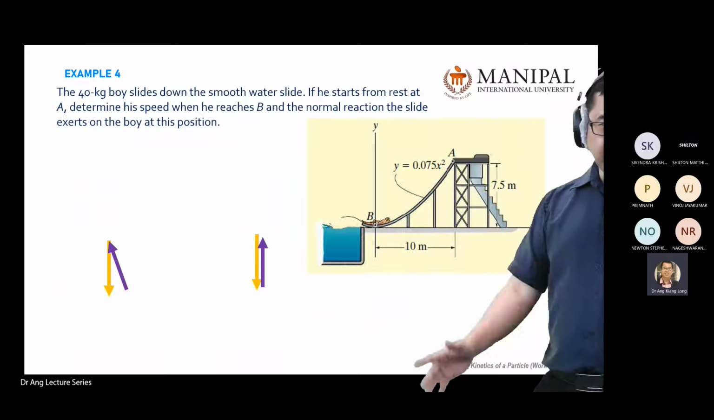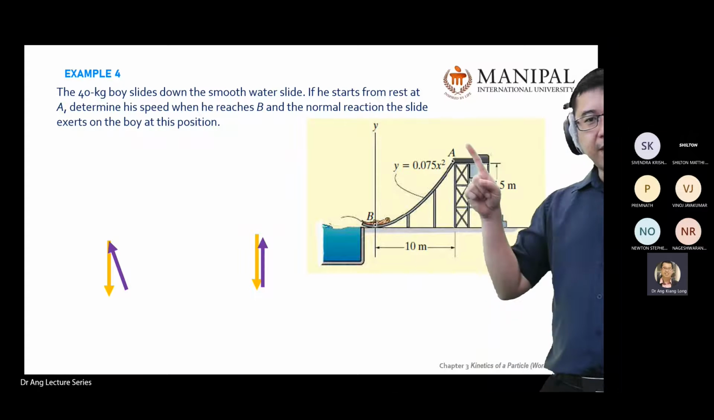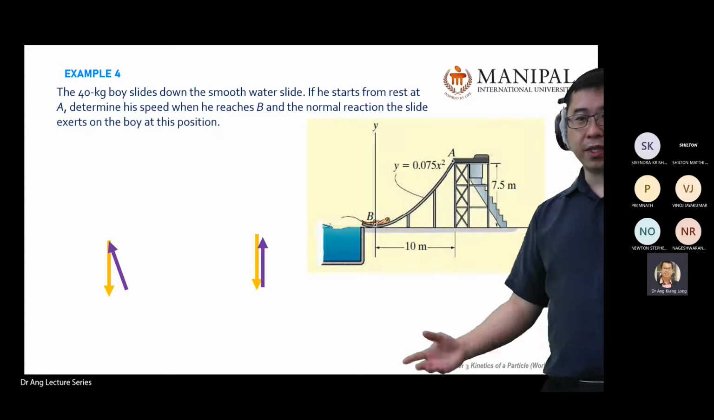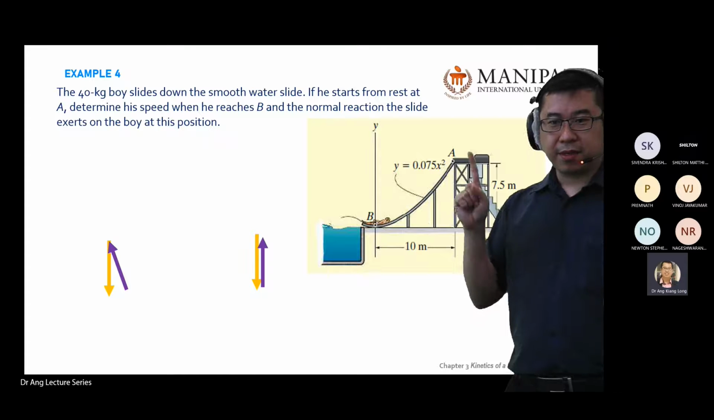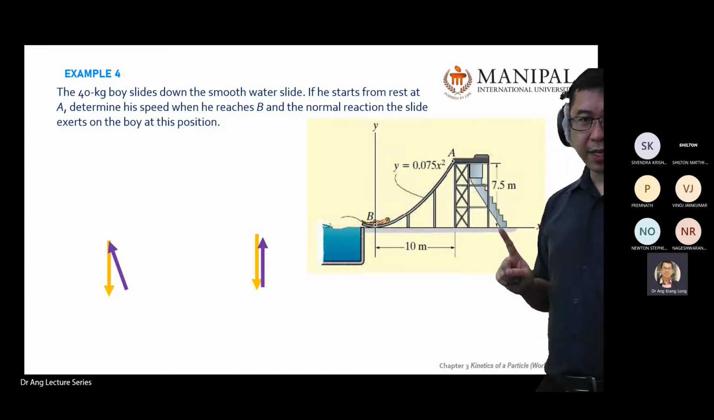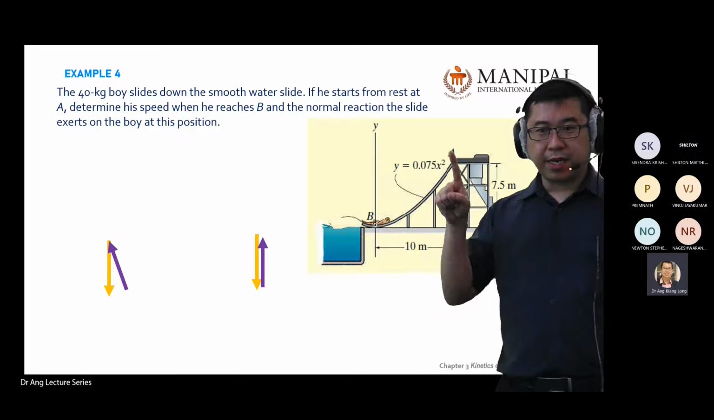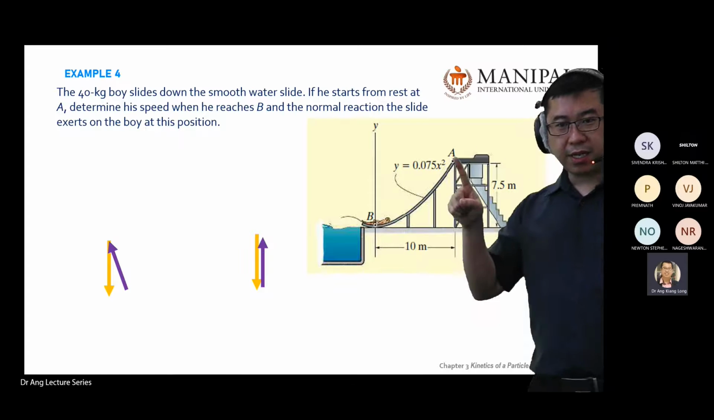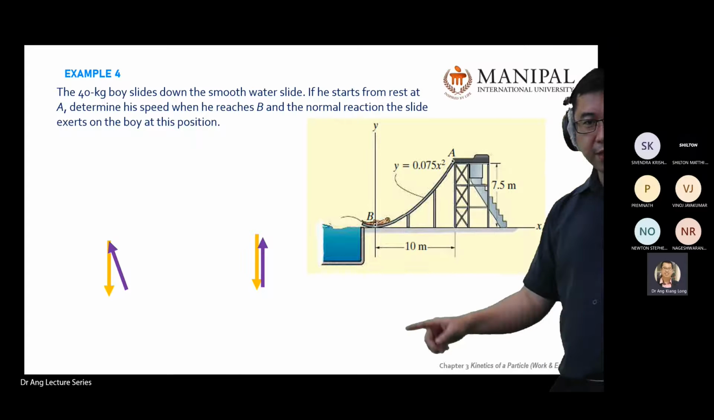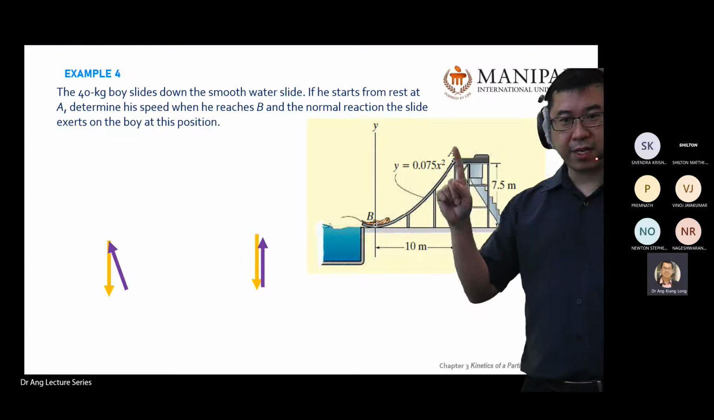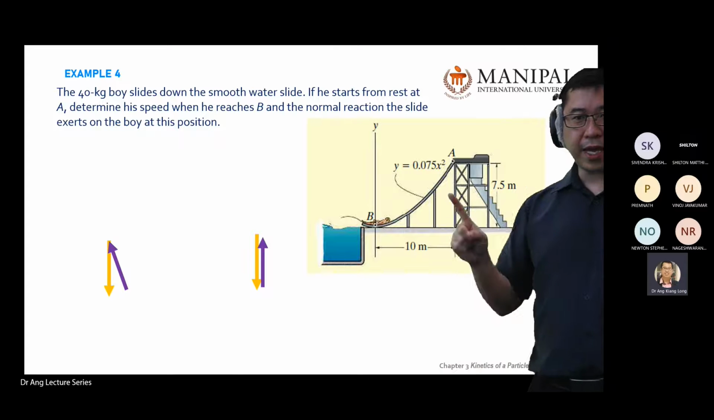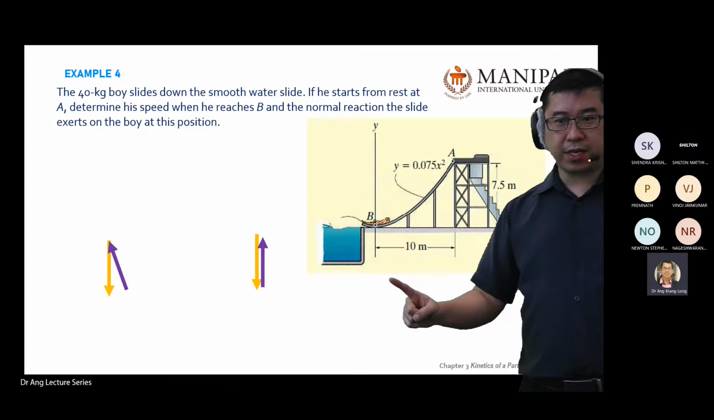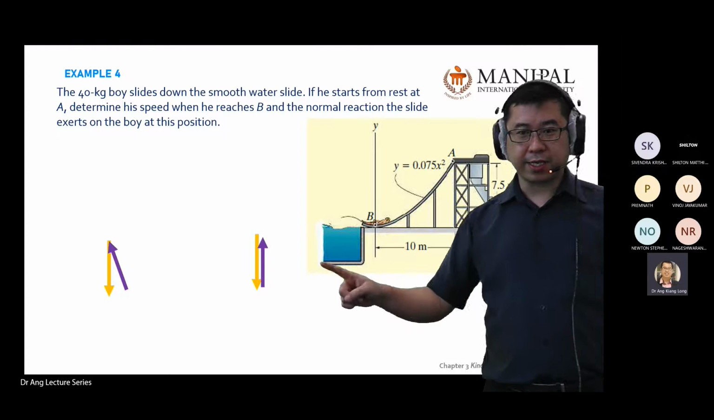Okay, what we have here, example 4, is inside the amusement park or water theme park. In the water theme park, this guy here climbs up the ladder. The height is 7.5 meter, and then he slides down a curved surface with y equal to something times x to the power 2. The distance from A to this origin point here is 10 meter. Then he slides into the pool.